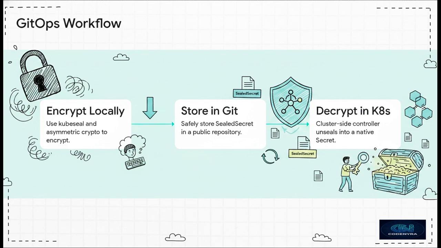Here's how it works. Step 1. A developer uses a client-side utility called Kubeseal to encrypt their sensitive password locally using asymmetric cryptography. Step 2, this outputs a sealed secret resource, which is completely safe to commit, even to a public Git repository. Seriously. Step 3, once applied to the cluster, a dedicated cluster-side controller, which is the only thing holding the private decryption key, unseals it and creates a standard native Kubernetes secret that your pods can easily consume. It perfectly solves that nagging GitOps problem.